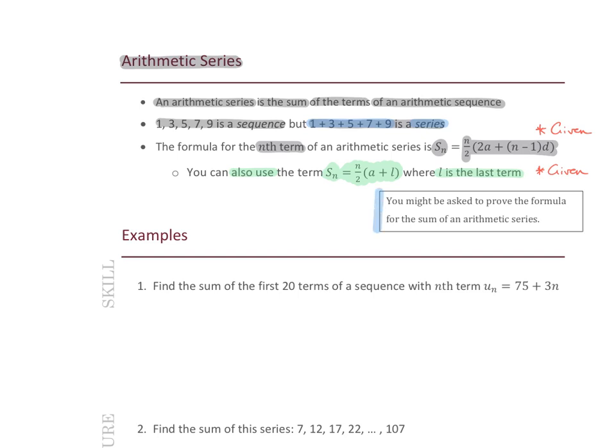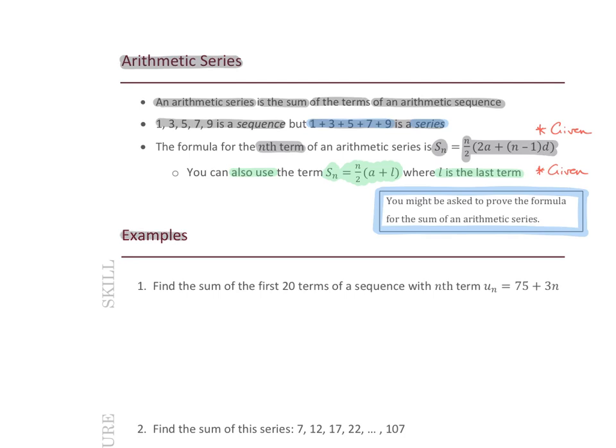Now in the blue box today, you might be asked to prove the formula for the sum of an arithmetic series. If you'd like some help with that, then do get in touch. You can find an example of that in the textbook, or I'm sure there are videos online that do that as well. I'm not going to go through it here, but if you would like some help with that, then do just get in touch.